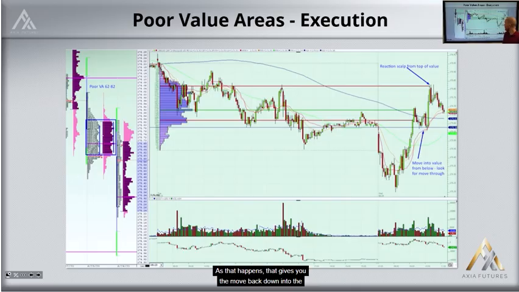As that happens, that gives you the move back down into the middle of range, back down onto this previous high for your reference point, you can exit the trade. This way, you take yourself 5 ticks of risk here, you take yourself about 3 or 4 ticks of risk here, and you manage to extract 30 ticks out of that trade. That's the way that you're looking to try and play these poor value areas.